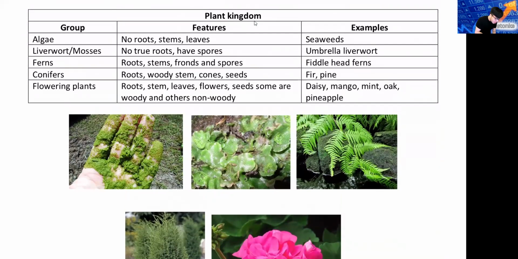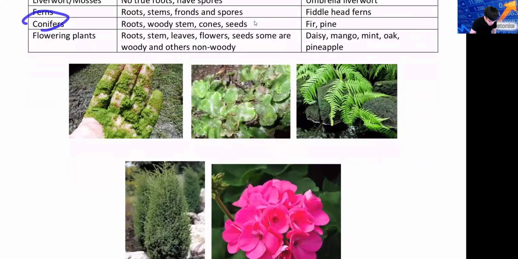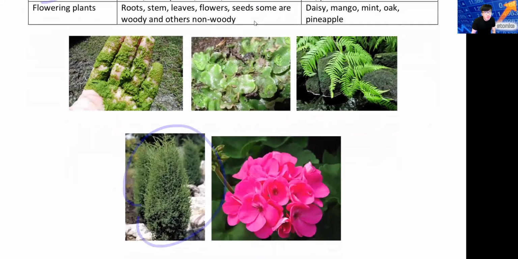All these are non-flowering plants. That means they have no flower. That means they don't do sexual reproduction. They all do asexual. That means they give birth to themselves. Very simple organism. So conifer is the same way. It's just that they look like a tree, but they are non-flowering trees.